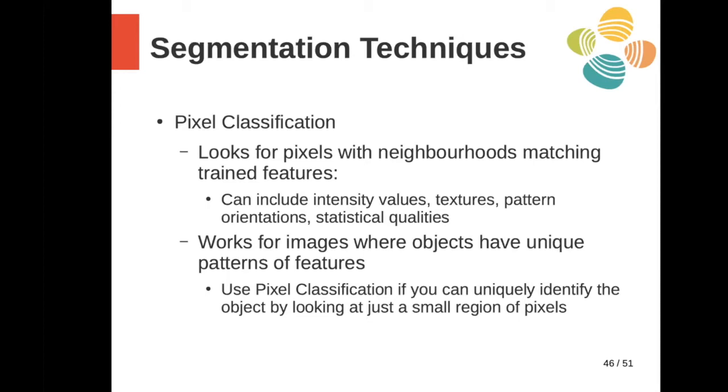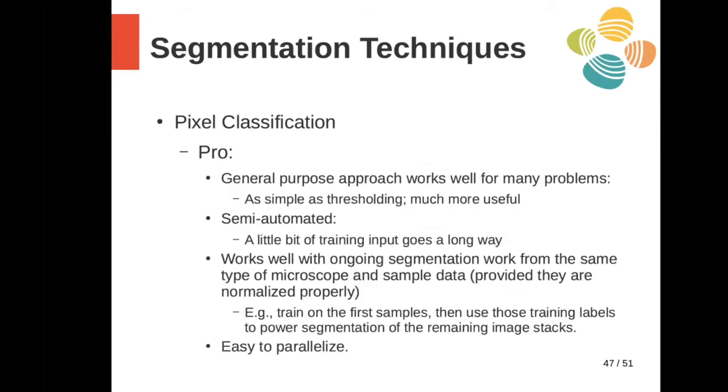There are also things inside the cell, like the nucleus and some other features, that look different under the microscope, depending on how they're stained. And pixel classification can help find all of those at once. What makes it good is that it's a general purpose approach that works well for many problems. It's almost as simple as thresholding, but much more useful.